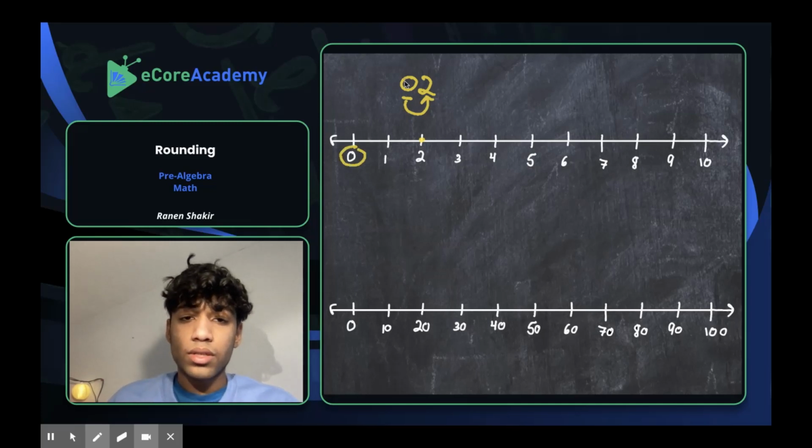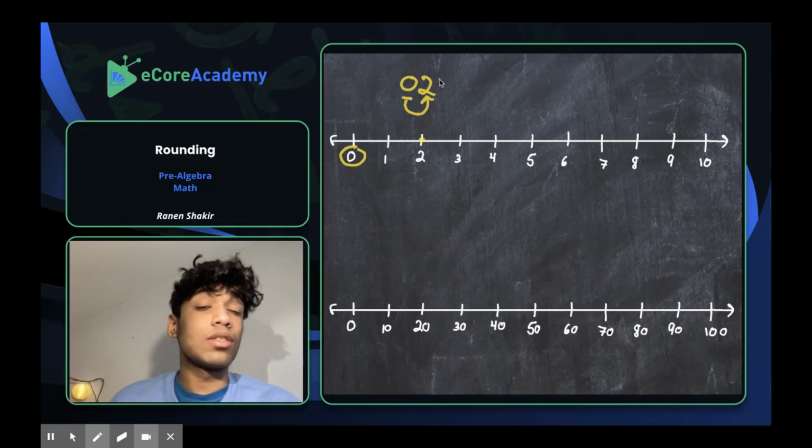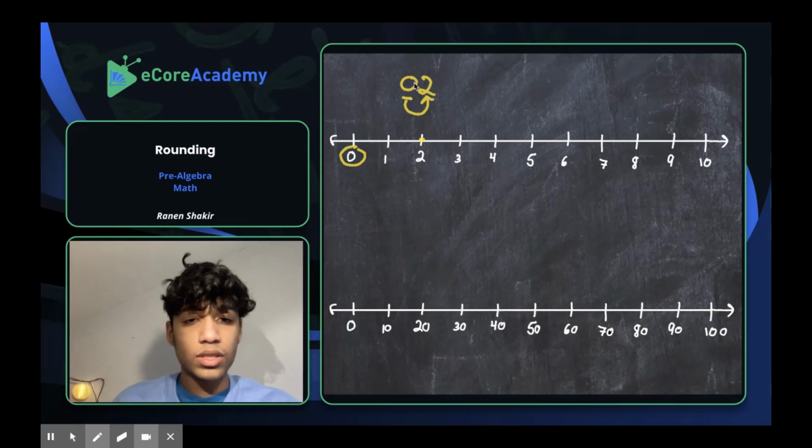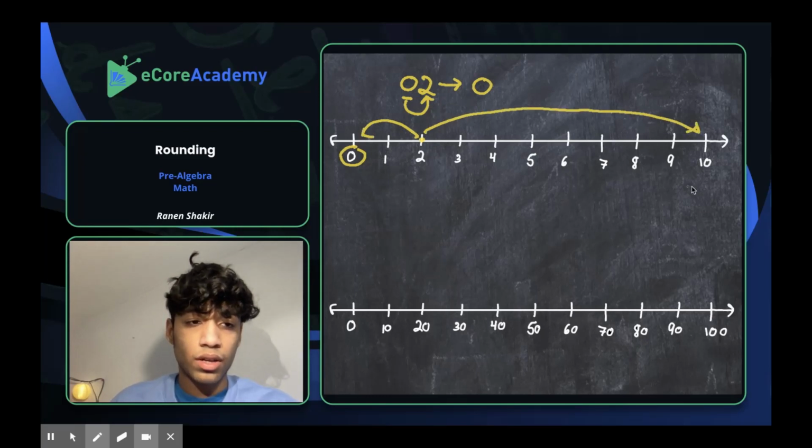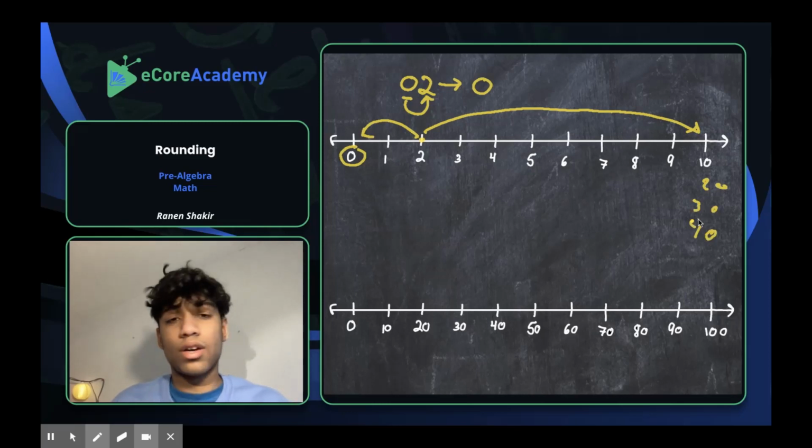Because we look at the ones place, the 2 is 4 or less, which means the number stays the same. So the 0 is going to stay the same. So 2 rounded to the 10th place is 0. And this also makes sense, since 2 is closer to 0 than it is to 10, and again 20, 30, 40, and on and on.